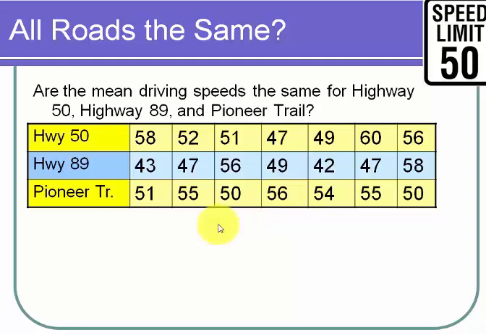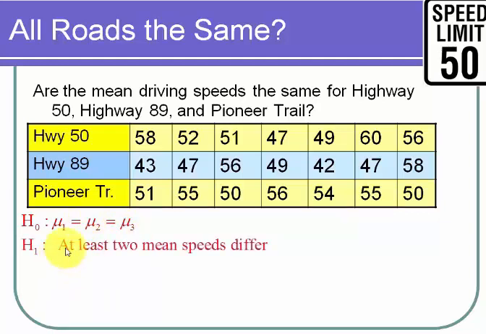So let's write down the null hypothesis. Notice we have three quantitative variables. The survey question is, how fast did that car go? And the answer is quantitative, 58 miles per hour. So H naught is that mu1, the mean speed on Highway 50, equals mu2, the mean speed on Highway 89, equals mu3, the mean speed on Pioneer Trail. And H1 is that at least two of these mean speeds differ from each other.